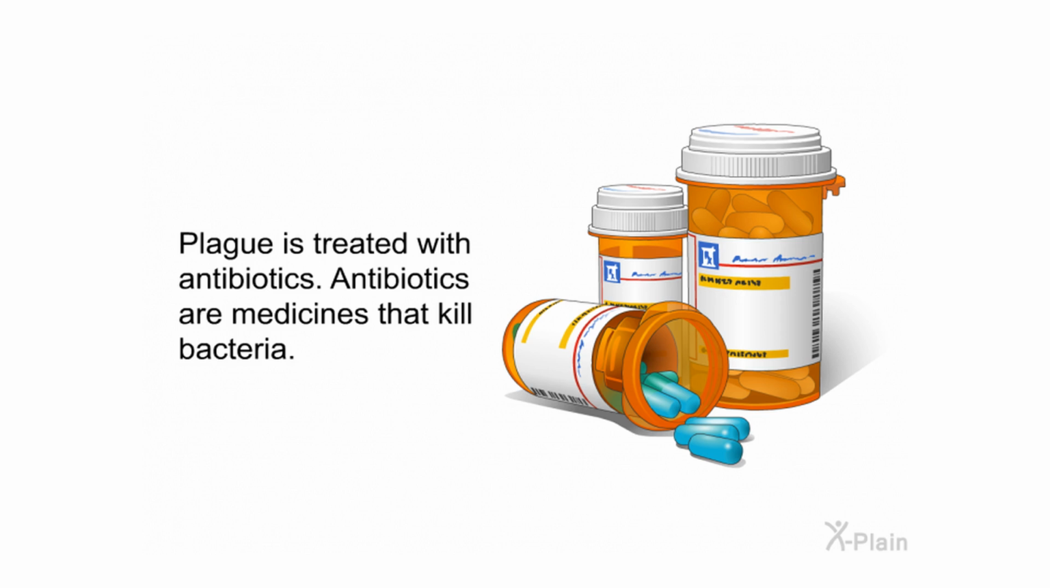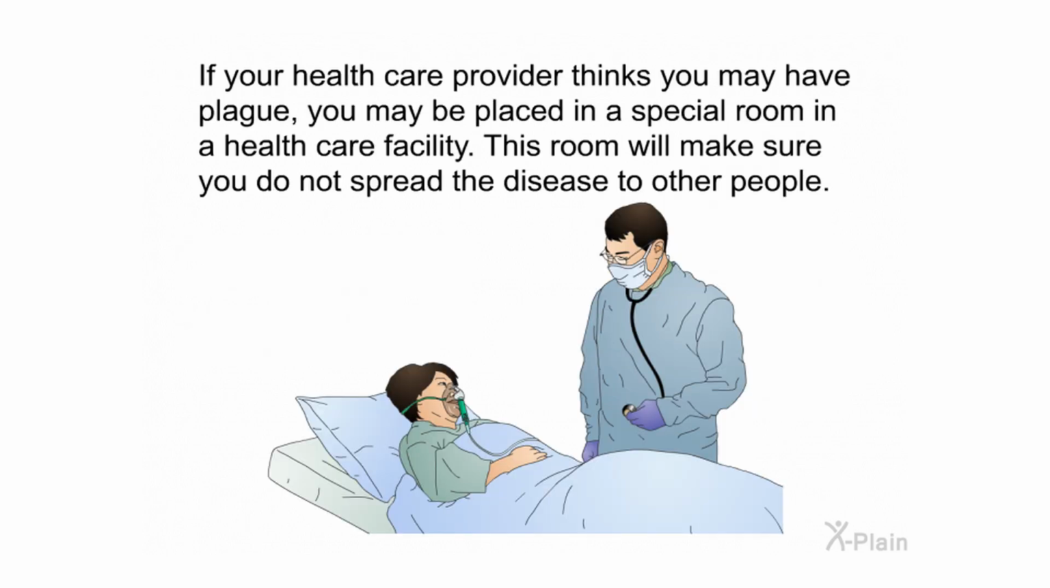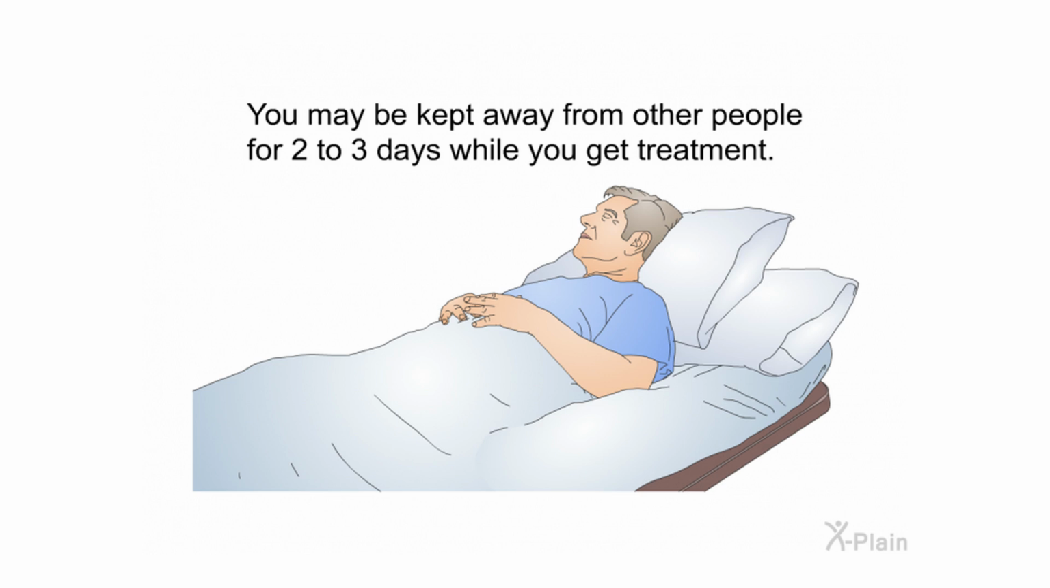Treatment. Plague is treated with antibiotics. Antibiotics are medicines that kill bacteria. If your healthcare provider thinks you may have plague, you may be placed in a special room in a healthcare facility. This room will make sure you do not spread the disease to other people. You may be kept away from other people for 2 to 3 days while you get treatment.